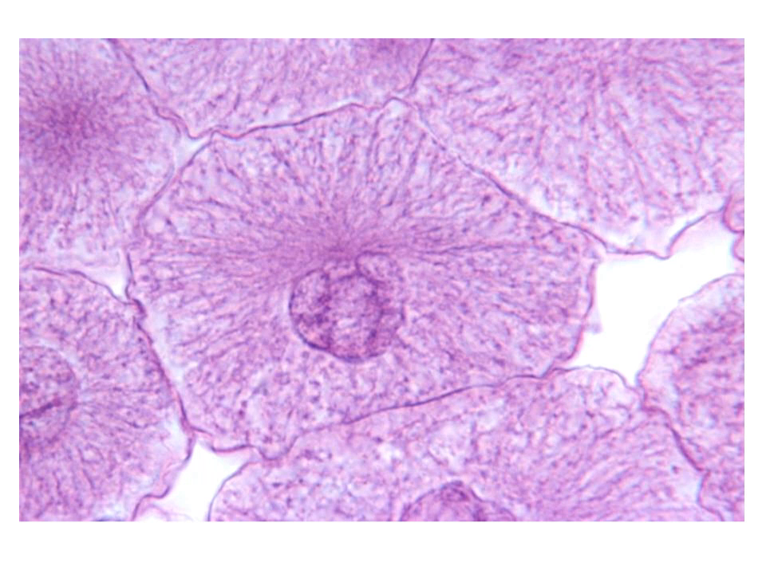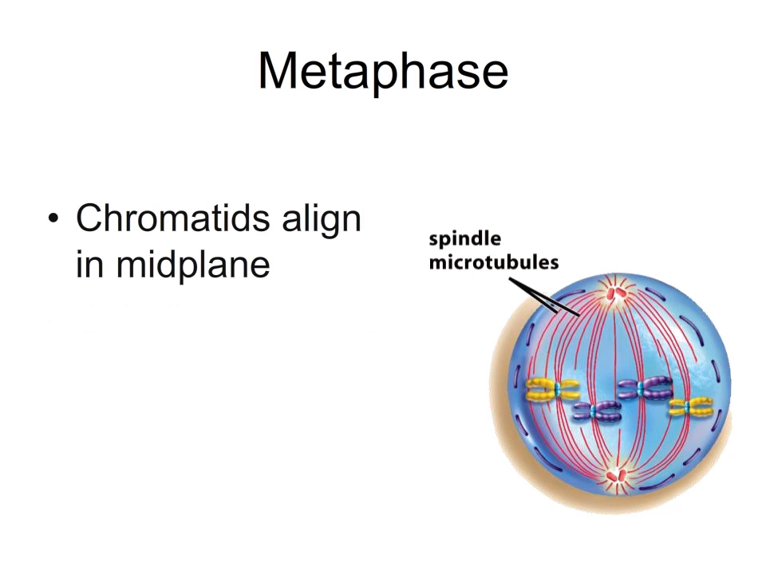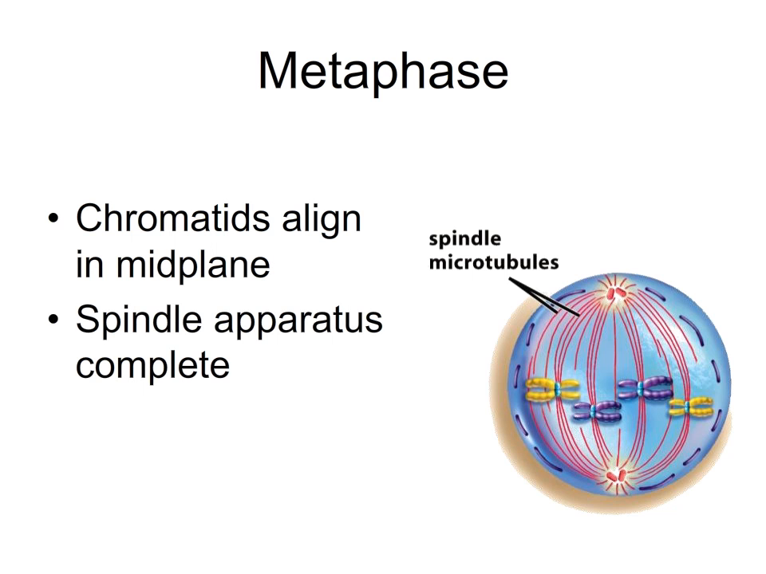Here's a micrograph of a cell in prophase. Notice that the duplicated chromosomes are faintly visible as units. The spindle apparatus is forming, but the nuclear envelope has not disintegrated completely. In our next phase, metaphase, the spindle apparatus has completely formed, as the sister chromatids are all attached to microtubules and line up in the midplane of the cell.